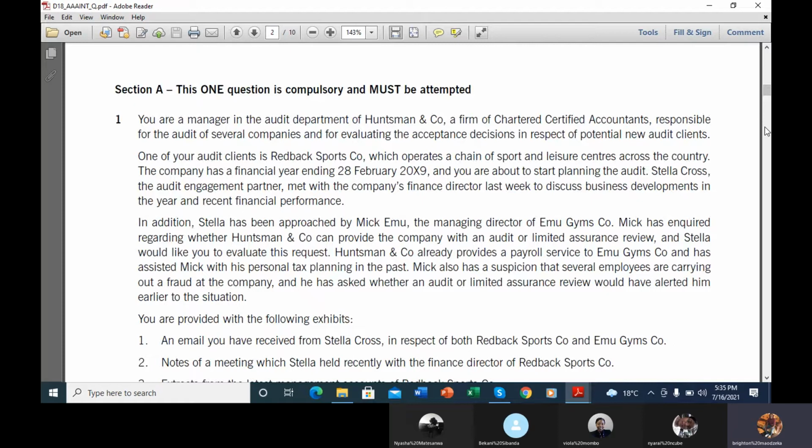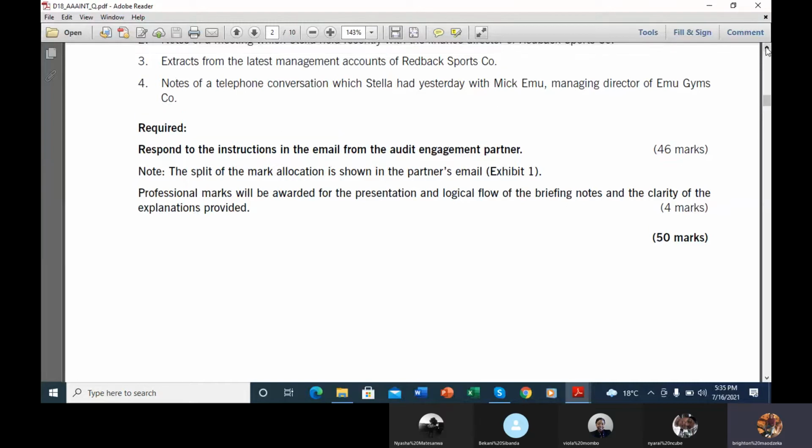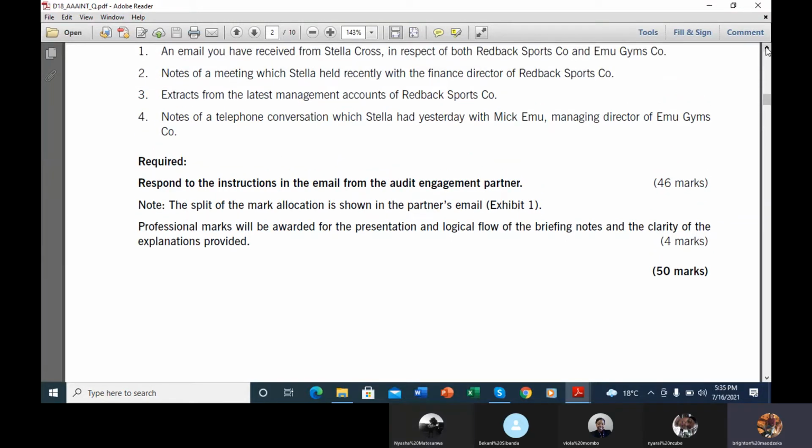It's a company which is in sport and leisure, you see. I'm sure that you've read this question very carefully. So I'm going to start. Usually question number one is a 50 mark question. 46 marks are awarded just for responding to the instruction in the email from the audit engagement partner.